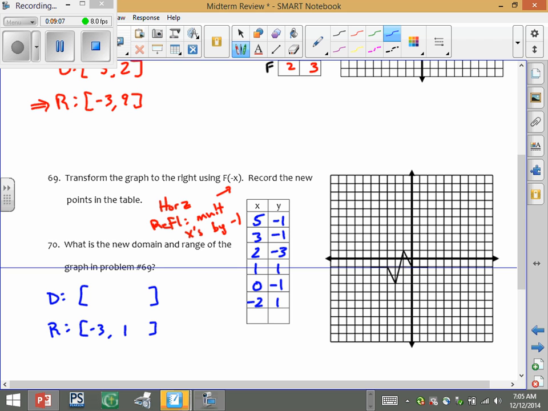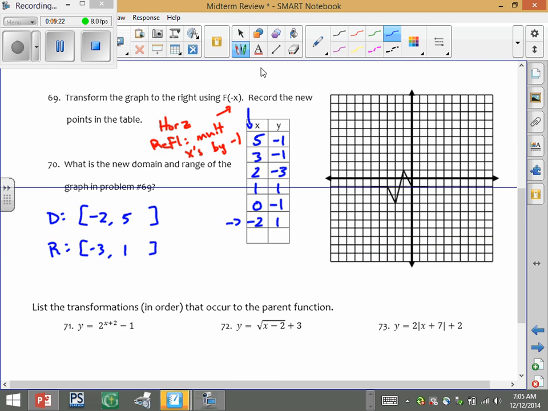Now my new domain, if we look at the x's, we can see that the lowest is -2 and the highest is 5. So we're going from -2 up to 5. And then if we wanted to graph it, we could just graph those points.